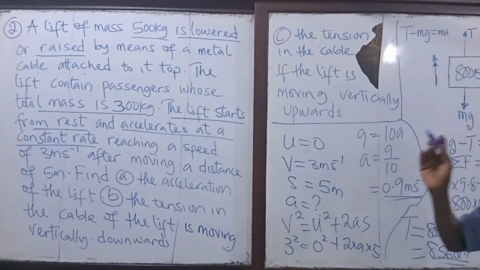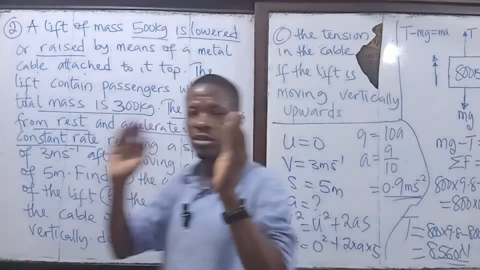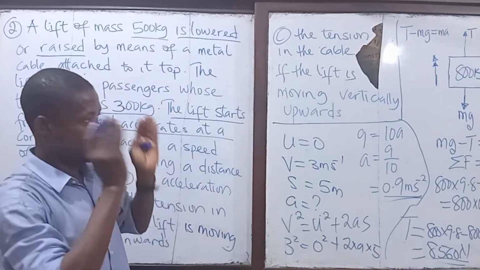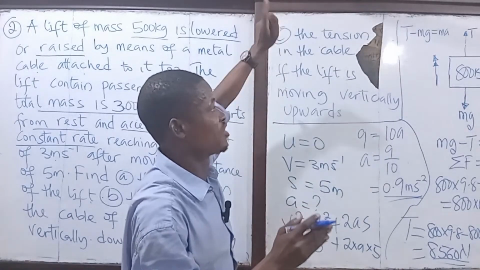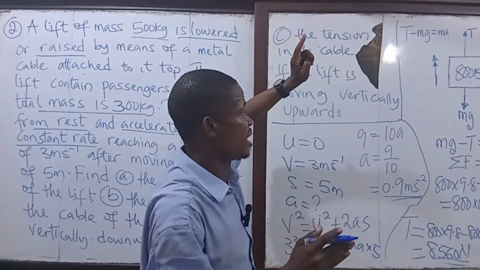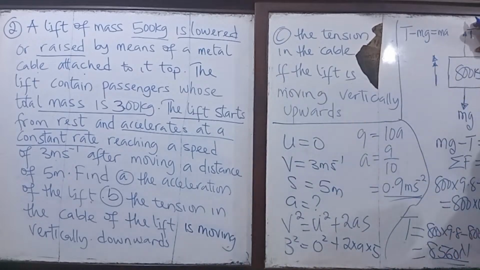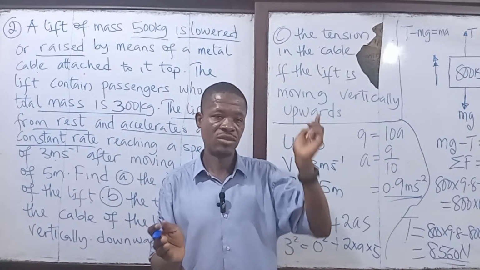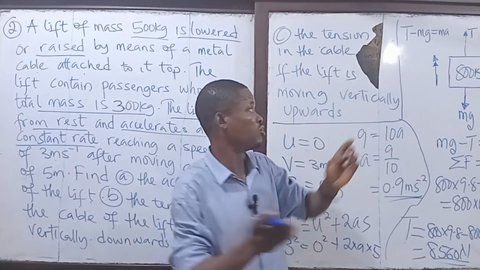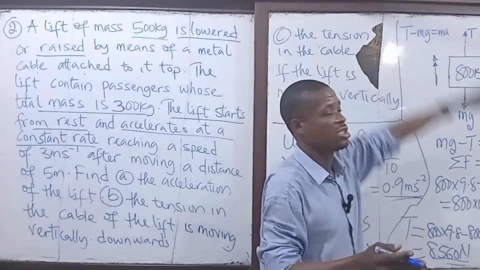You will resolve it along what? Along the flow of movement. The flow of movement in this case is vertically upward, and that means acceleration is upward. Okay, so that will be plus T. The one that is down will be minus the Mg, equal to Ma. Okay, summation of the forces. You resolve the forces vertically. The resultant force is T minus Mg equal to Ma.